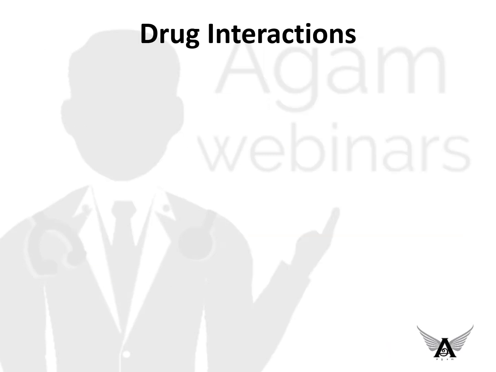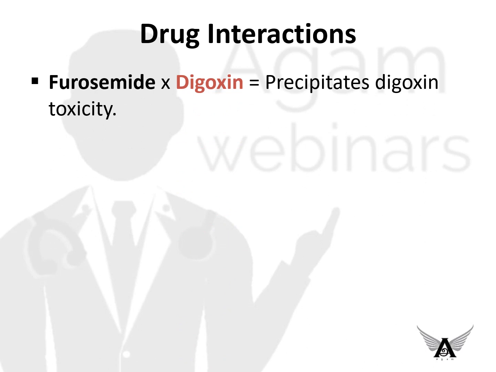As future medical practitioners, it's very important for us to be aware of all possible drug interactions related to the drugs that we prescribe. So now we'll see the drug interactions of high ceiling diuretics with furosemide being the prototype drug. Furosemide with digoxin precipitates digoxin toxicity. So why do you think this happens? This happens mainly because of increased excretion of potassium leading to hypokalemia.